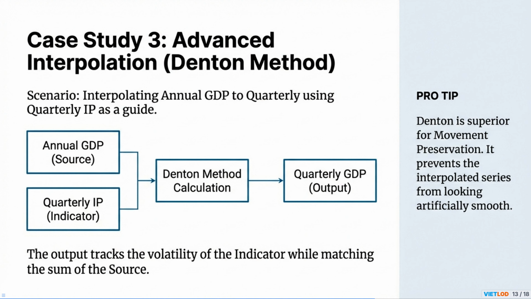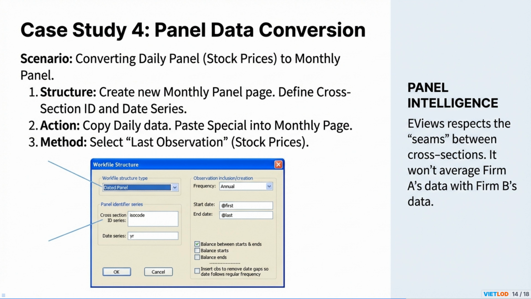Here's a more advanced scenario. We want to interpolate annual GDP to quarterly GDP, but we have a related indicator series, quarterly industrial production, IP, to guide us. The Denton method uses the quarterly movements in the IP series to distribute the annual GDP figure across the 4 quarters. The result is a quarterly GDP series that is not artificially smooth. Instead, its volatility and turning points track those of the indicator series, making it economically more plausible.